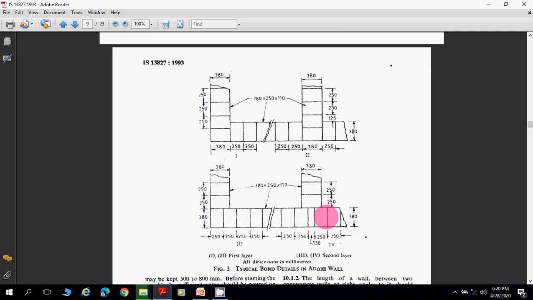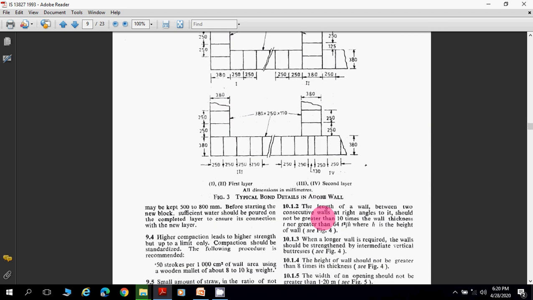This is how the bond details are provided in adobe wall construction. In the first layer, this is the pattern of bond provided. First and second, the two types of bonds we can provide in the first layer construction. In the second layer construction, such type of bonds has to be provided.